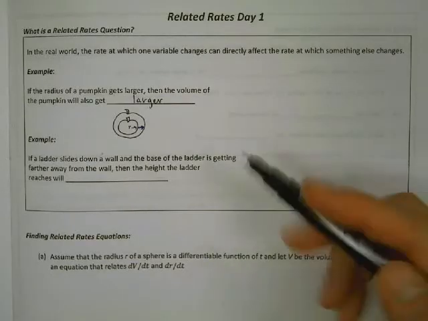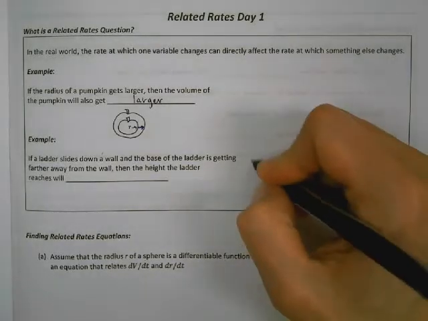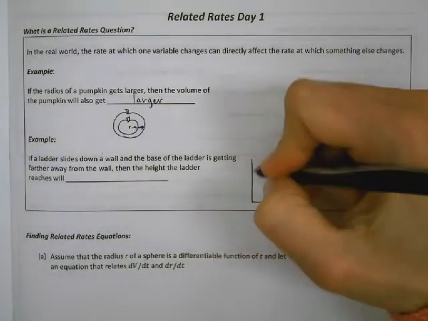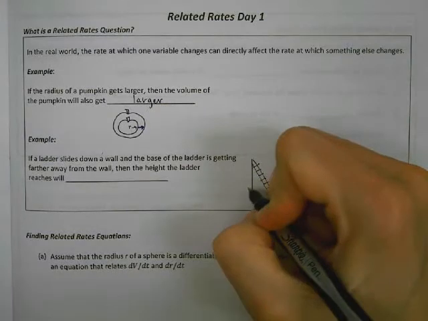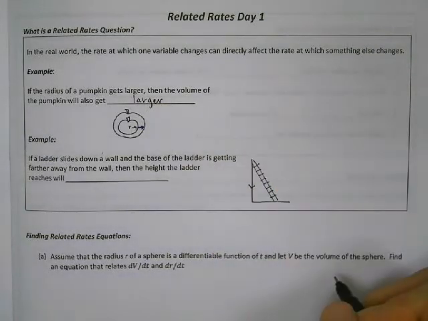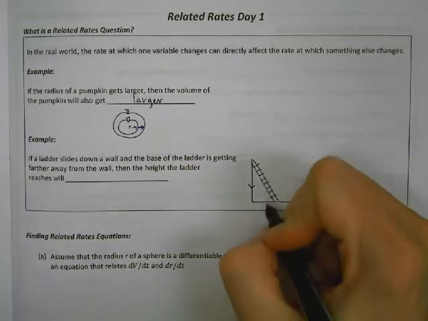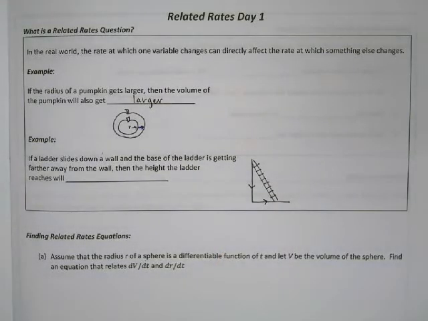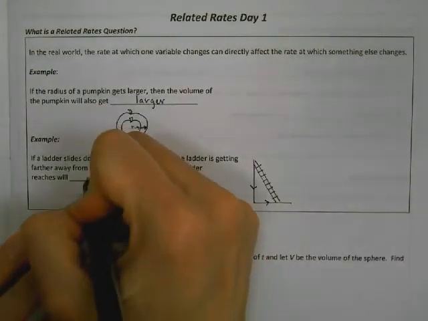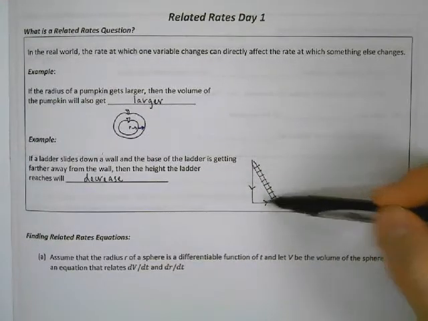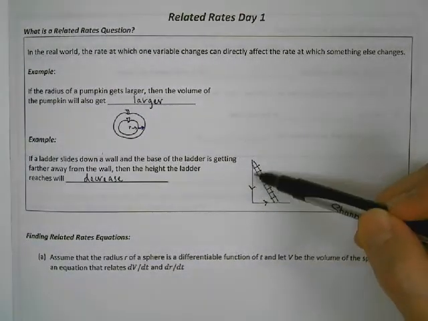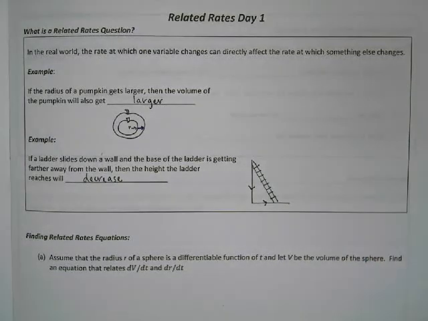Another common type of problem: if a ladder slides down a wall, so let's say I have my wall here and here's my ladder. If my ladder slides down the wall, and the base of the ladder is getting farther away from the wall, then the height the ladder reaches on the wall will decrease. So there we've got a few things changing: the rate at which it's sliding down, the rate at which it's sliding away, and the rate at which the height it reaches is changing. So we're just talking about how the rate that one variable is changing affects other variables.